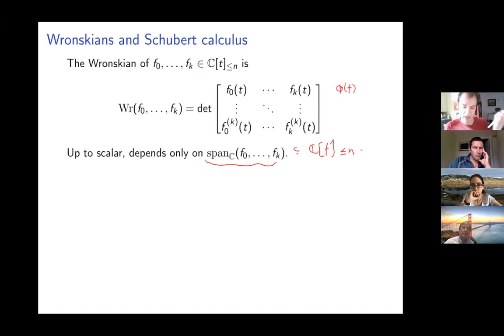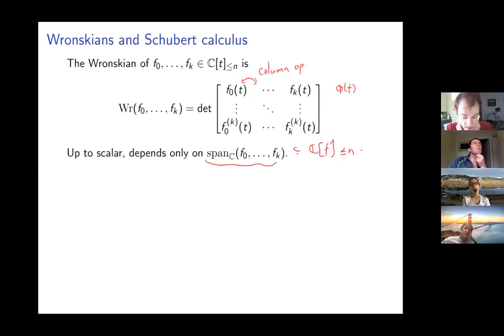The way to think of that is that if we changed basis on our subspace, for example, if we switched f0 and f1 in our subspace, then we would be doing a column operation on this matrix. Or if we added f0 to f1, we'd be doing a column operation. So the determinant, the Wronskian, would only change up to a constant multiplier. That means that up to scalar, we're getting the same Wronskian.